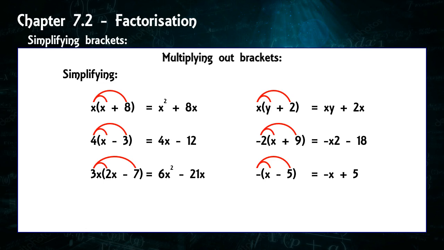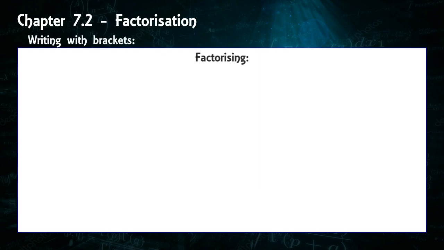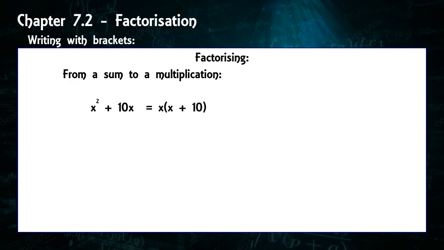Factorising is working backwards, meaning that you turn a sum into a product. If we need to factorise the expression x squared plus 10x, we need to take a look at the common factor of the x squared and the plus 10x. Both terms contain an x, so that is the common factor. So we place the x outside the brackets. The remaining x plus 10 will be written between the brackets.